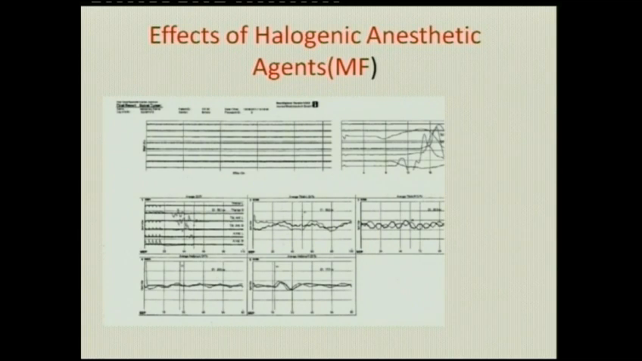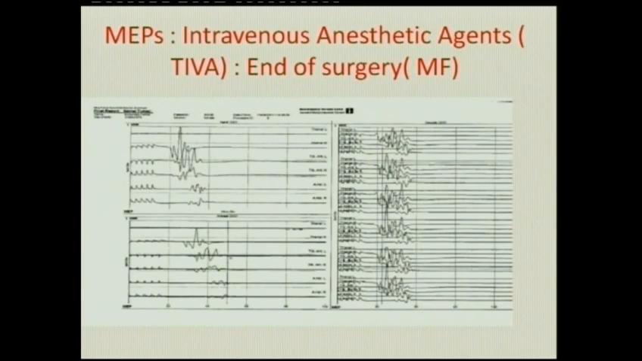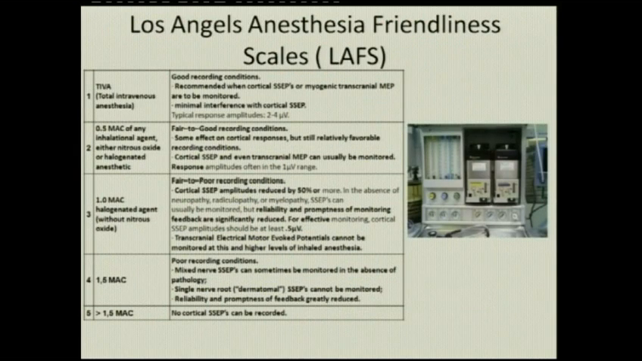We were with the halogenated agents, and most of the time the potentials were not there. I was waiting for about 3 hours. Then some anesthetist was convinced to give me TIVA, and the potentials came back. Nothing happened. He did the surgery in 10 minutes. So that is why possibly the neurophysiologist and the anesthesiologist are always not in harmony.